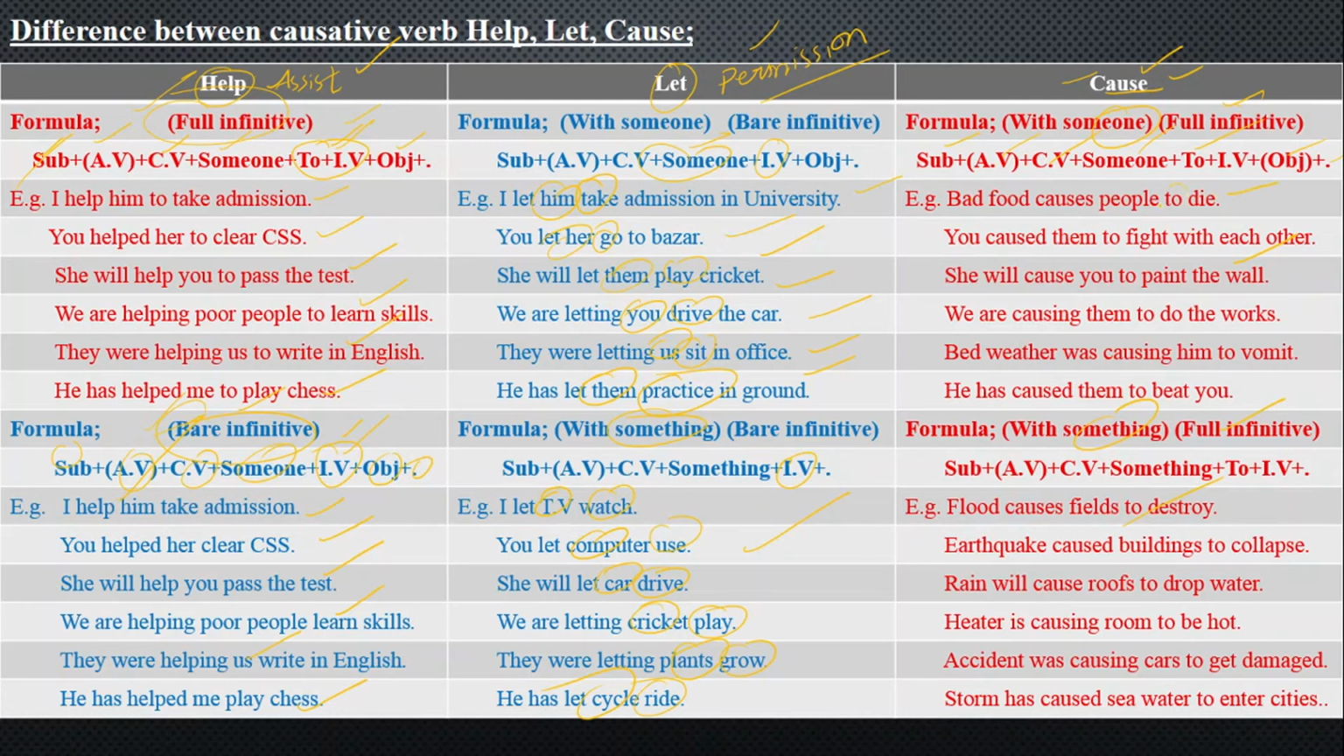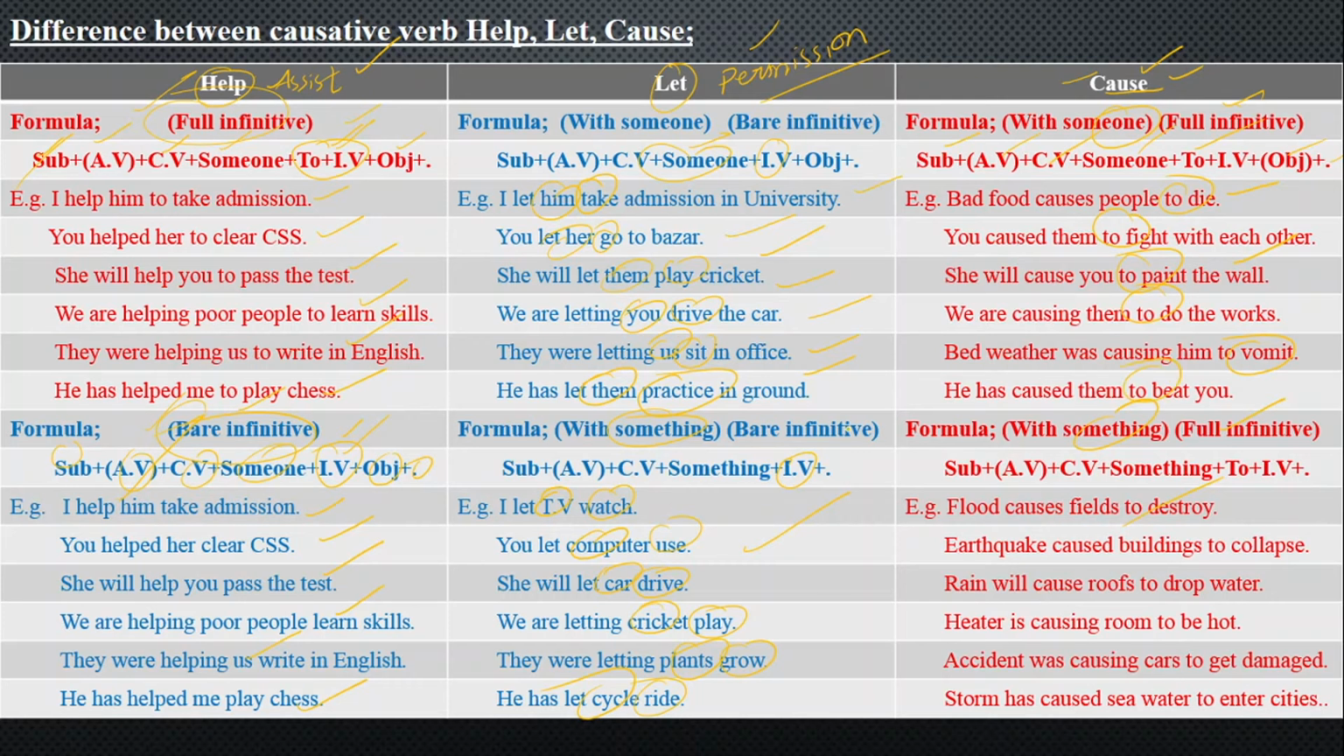Now see, to die is your full infinitive. You cause them to fight with each other. Again full infinitive. She will cause you to paint the wall. Again full infinitive. We are causing them to do the works. Again full infinitive. Bad weather was causing him to vomit. Again to plus first form, full infinitive. And he has caused them to beat you. Again to plus first form of the verb, full infinitive.